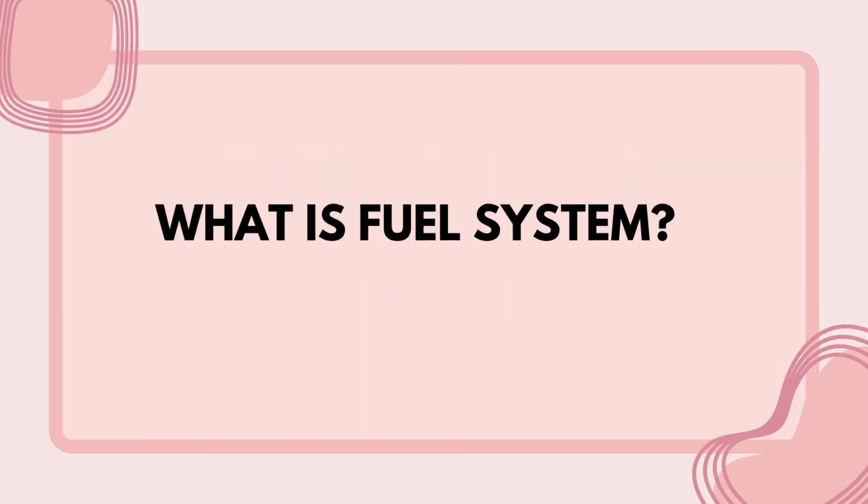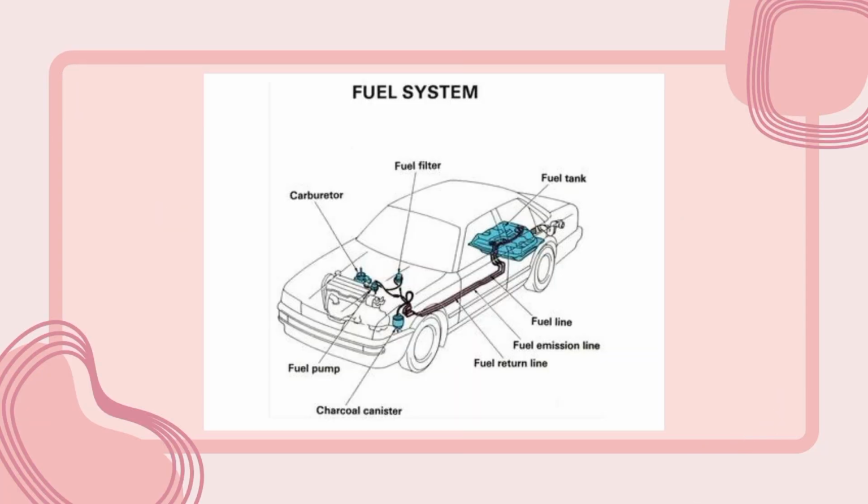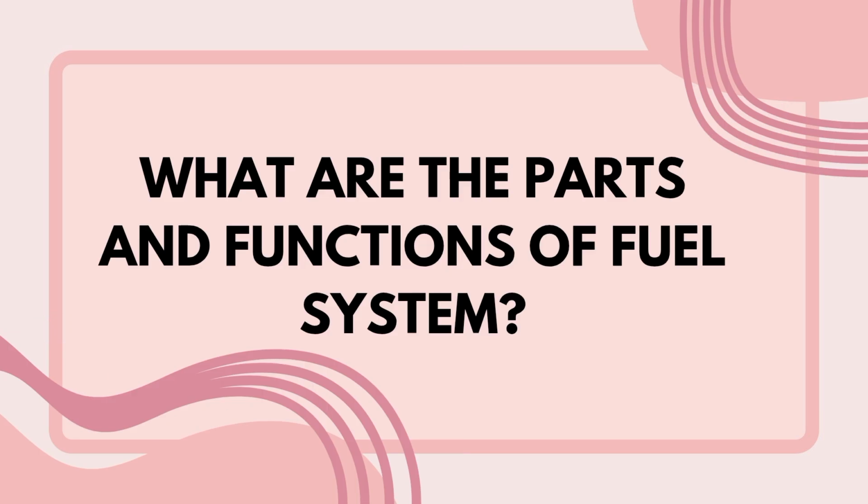What is a fuel system? The fuel system is responsible for storing and delivering fuel to the engine combustion chamber, ensuring the right mixture of fuel and air for efficient combustion. This is the diagram of the fuel system. Later, I will discuss the parts and functions of a fuel system. What are the parts and functions of the fuel system?